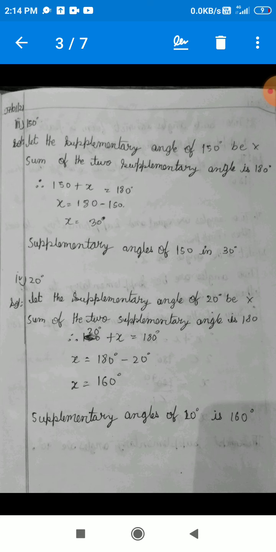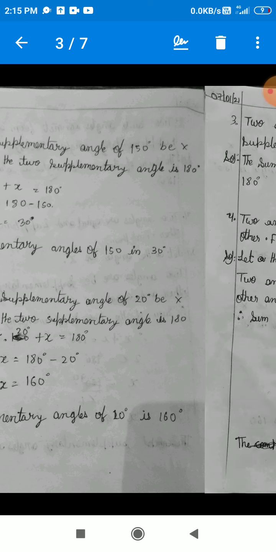Fourth, 20 degree. Let the supplementary angle of 20 be x. Sum of the two supplementary angles is 180. Therefore, 20 degree plus x is equal to 180. x is equal to 180 minus 20. x is equal to 160 degree. Supplementary angle of 20 degree is 160 degree.